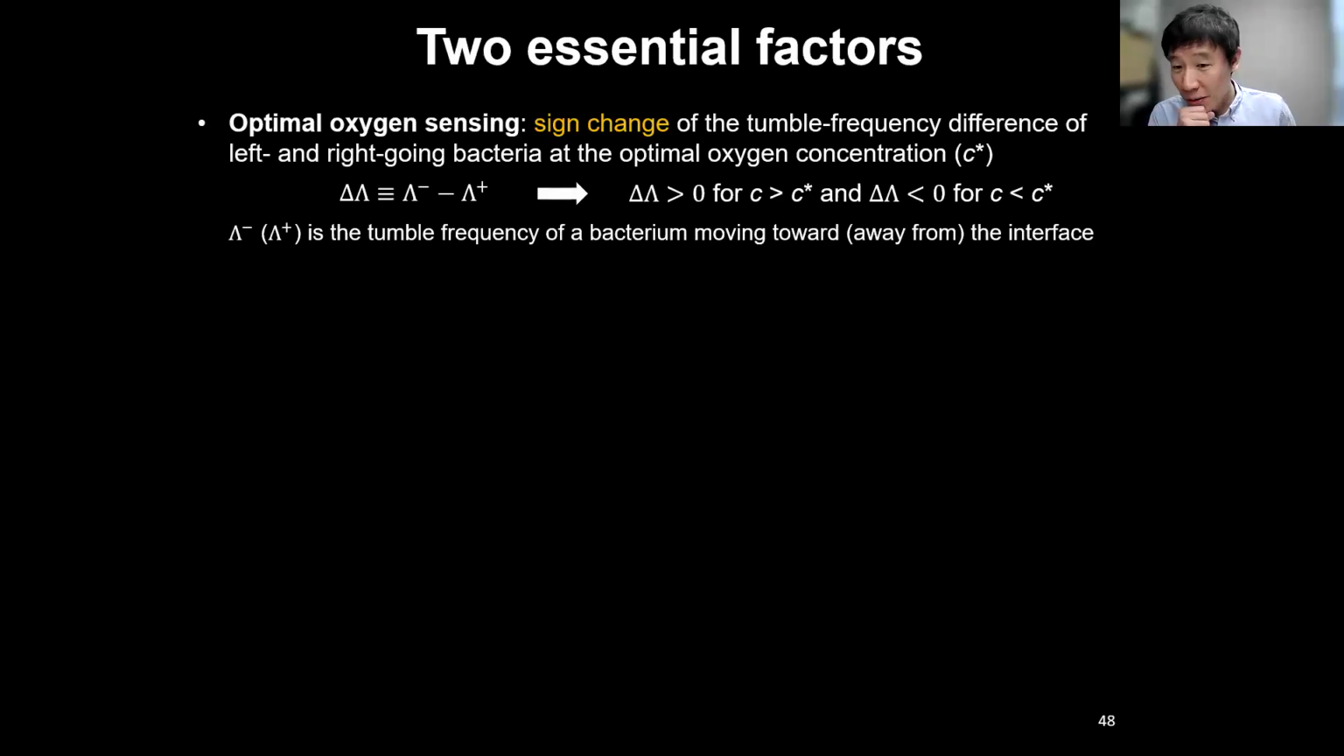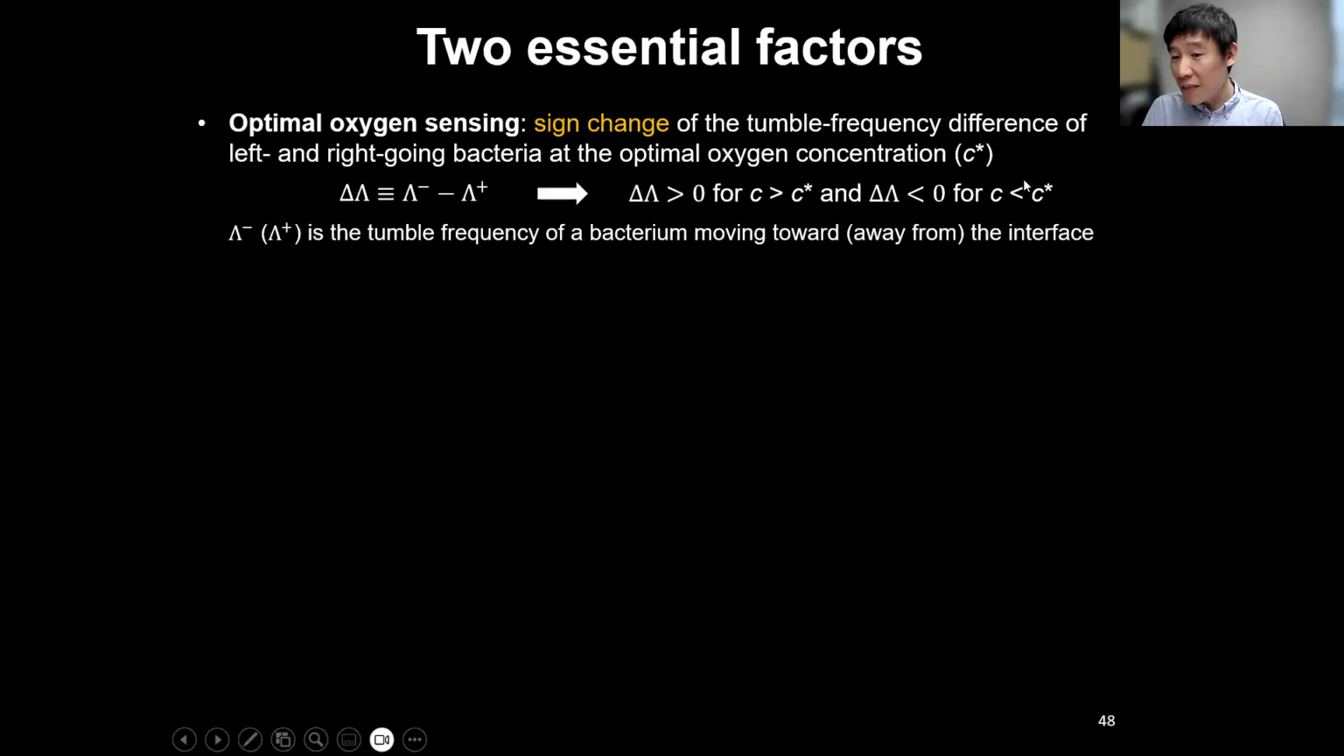There are 2 key components to get this migration. The first component I already mentioned is the optimal oxygen sensing. So you basically want the tumble frequency of bacteria on both sides of the optimal oxygen concentration to flip. Lambda minus here is the tumble frequency of bacteria moving toward the interface. Lambda plus here is the tumble frequency of bacteria moving away from the interface. If you are on the left of the optimal oxygen concentration, lambda minus is bigger than lambda plus, because bacteria want to migrate towards the optimal oxygen location, so this delta lambda is bigger than 0.